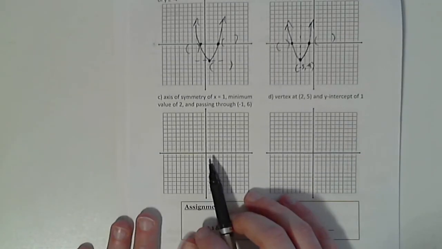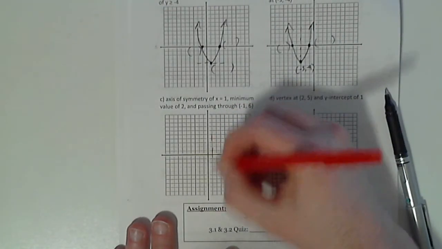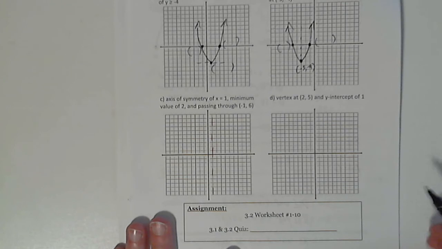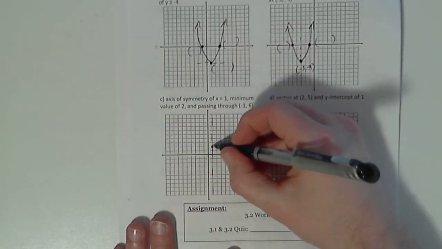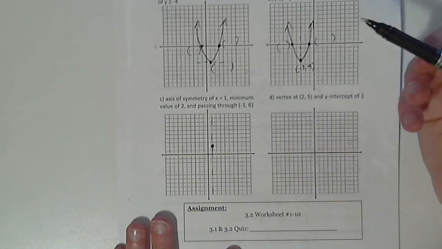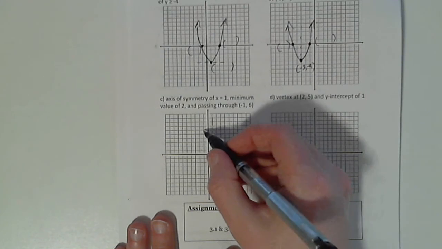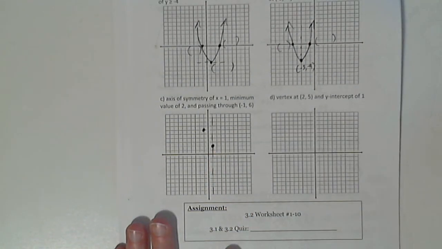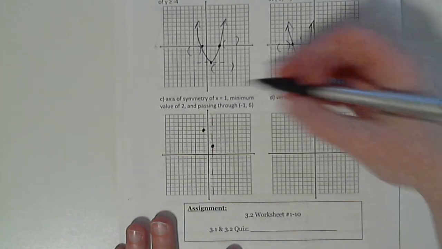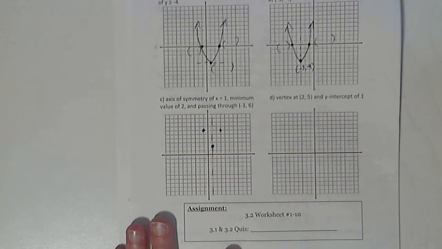In C, axis of symmetry of x equals 1. I'll do it with this red line. That's our symmetry. Minimum value of positive 2, so that's our vertex. It's on the axis of symmetry. That's the minimum value, so it goes up and passes through the point -1, 6. So it shouldn't be too hard to put all the key information on that you had in your question, and then you just have to fill in what you're missing. Because of the symmetry, there should be a point there as well.